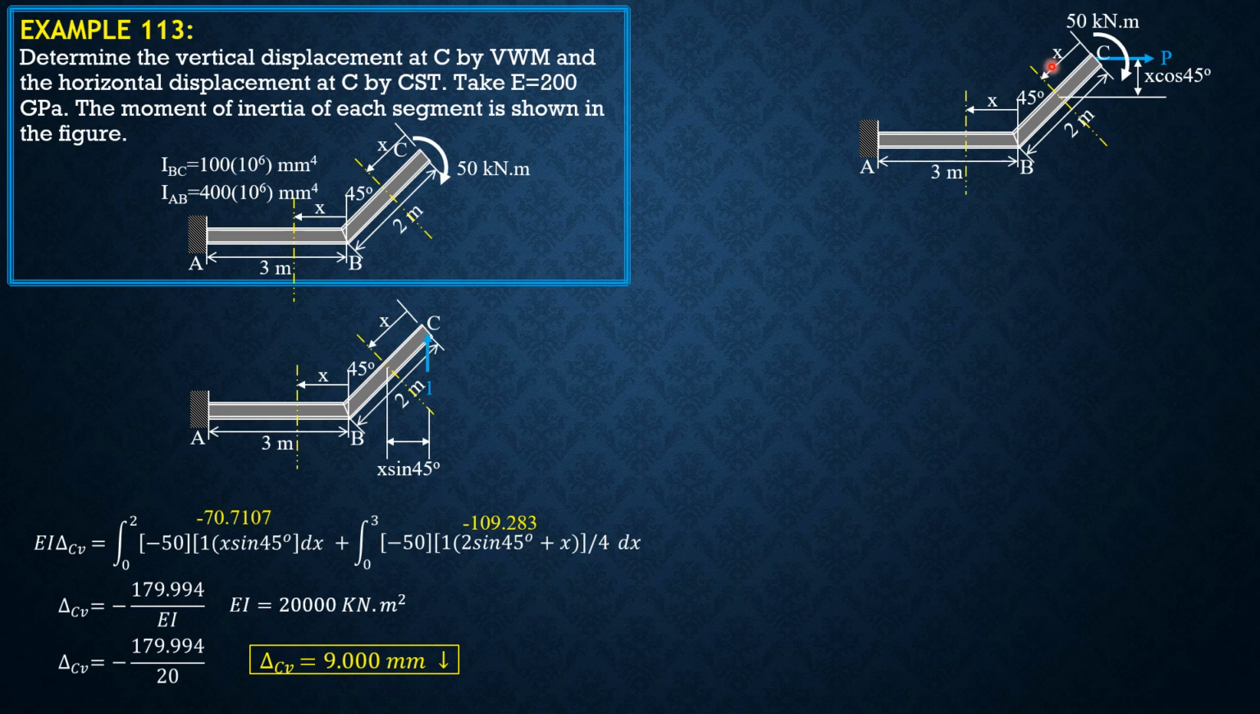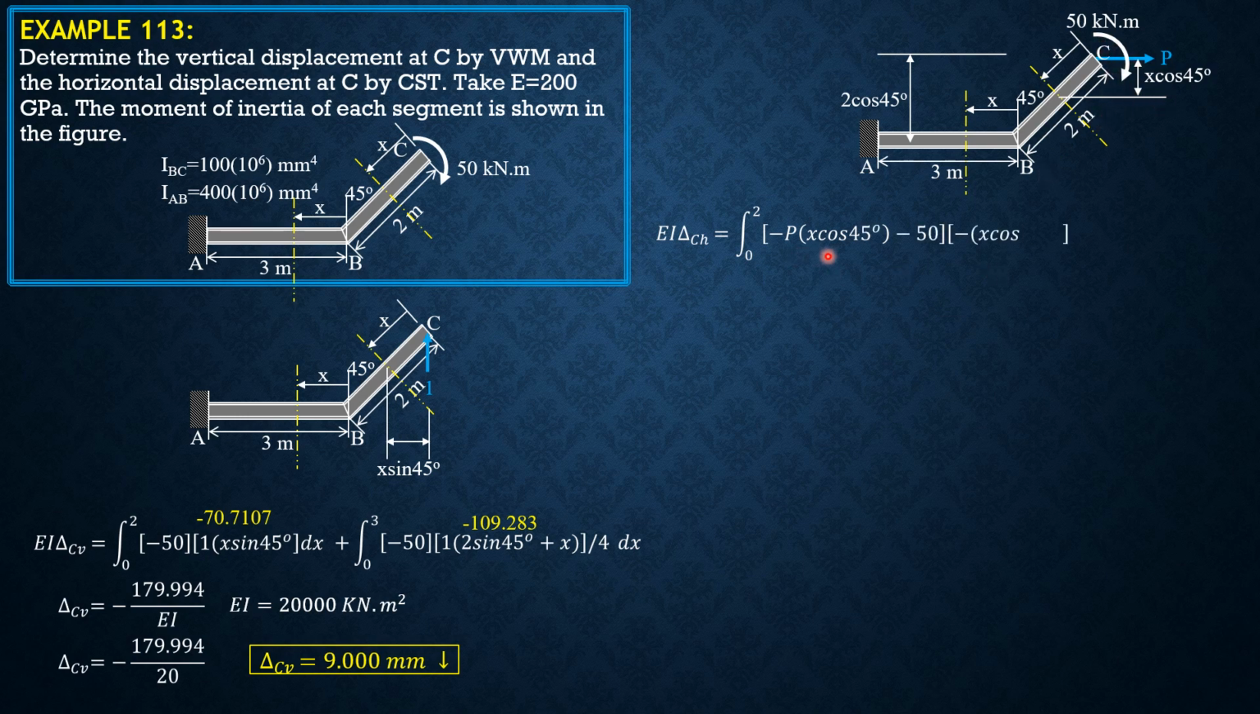So at this section here, the moment is negative P times x cosine 45, then negative 50. Integral, so this is 2 cosine 45. So EI delta C horizontal equals integral 0 to 2 of negative P times x cosine 45, then negative 50.